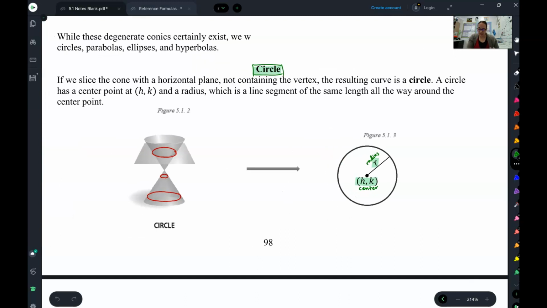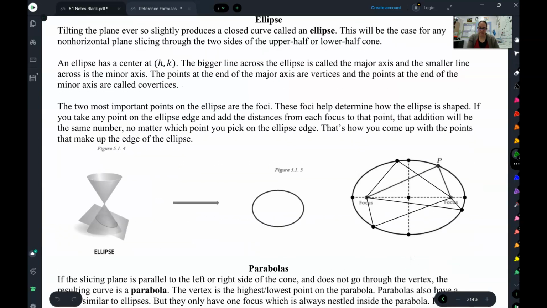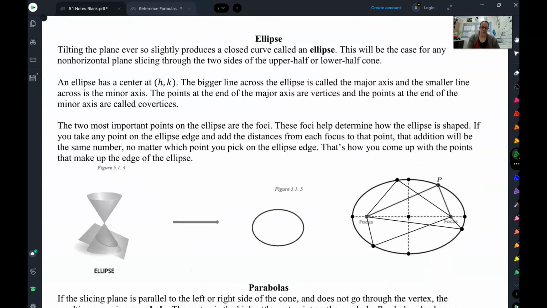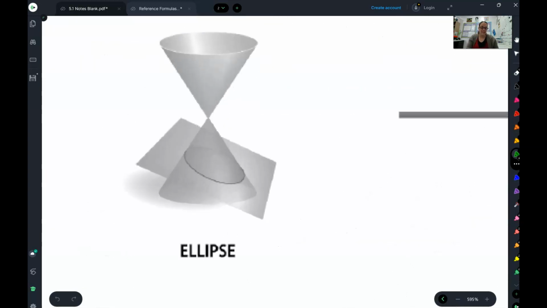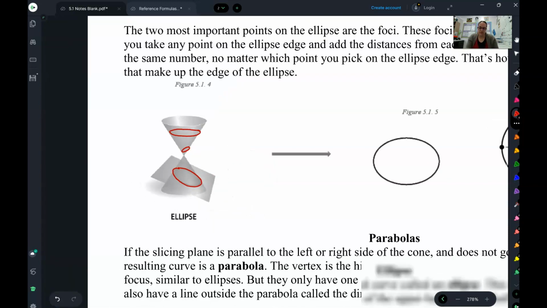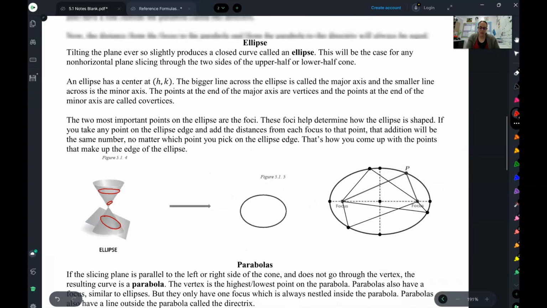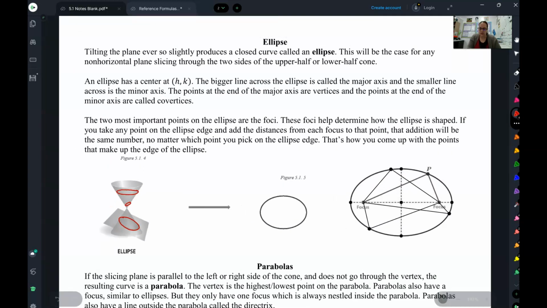Now, the next shape that we can get from our conic section is an ellipse. This was, if you remember correctly, if I took my cone and I cut it diagonally. So if I cut it diagonally, I get this oval shape. It can happen anywhere. Lots of different ovals. Lots of different directions. Just anytime we cut it diagonally, we're going to get an ellipse shape.